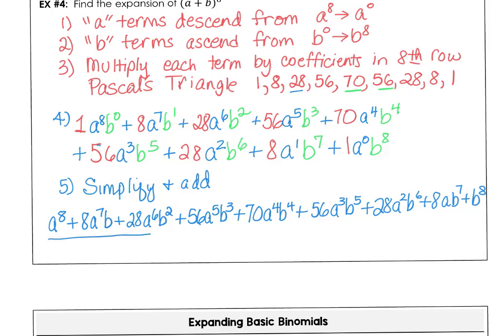So we have expanded a plus b to the 8th power, and very carefully ended up with descending powers on a, and then ascending powers on B. 1, 2, 3, 4, 5, 6, 7, 8.